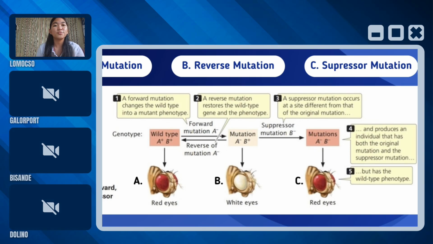And next, we have the suppressor mutation, and it occurs at a site different from that of the original mutation. So, mutation A negative causes white eyes, and the second mutation, mutation B negative at a different gene site, suppresses the effect of mutation A negative. And with this, it generates an individual with both the original and the suppressor mutations, but with a wild type phenotype. So that's all for my part.